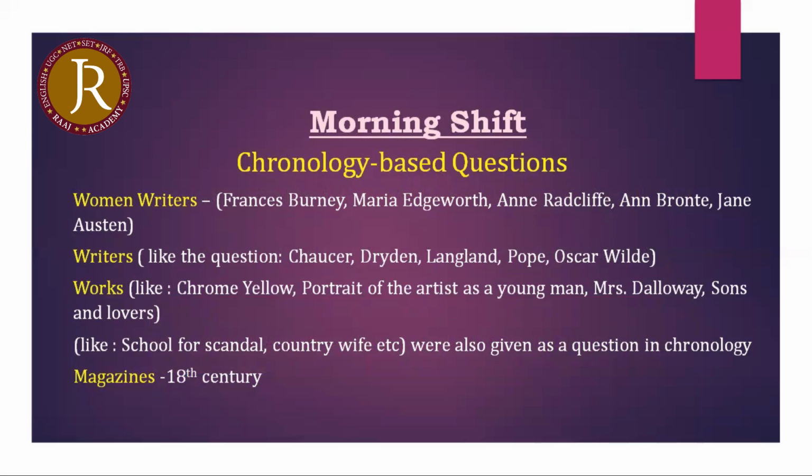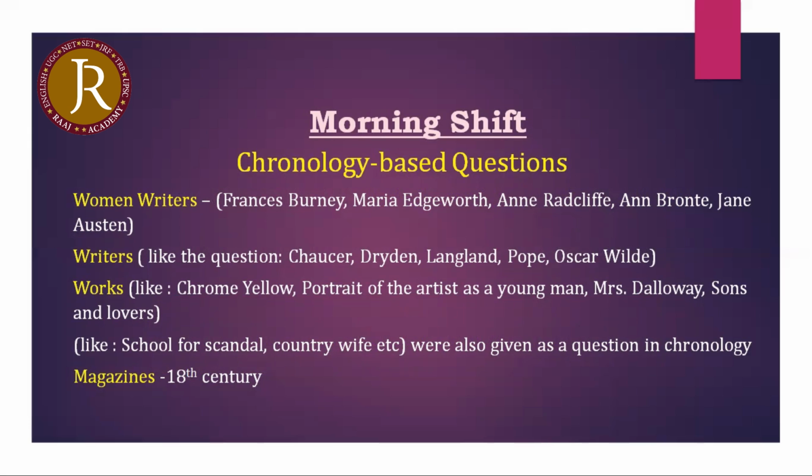There was another question on arranging authors from different periods, like Chaucer, Dryden, Langland, Oscar Wilde, and questions on arranging different 20th century modernist novels like Chrome Yellow, Portrait of the Artist as a Young Man, Mrs. Dalloway, Sons and Lovers. Very easily we could arrange that, provided that we study how, in the modernist period, these novels appeared, like the novel of Virginia Woolf or D.H. Lawrence's Sons and Lovers, the chronology.